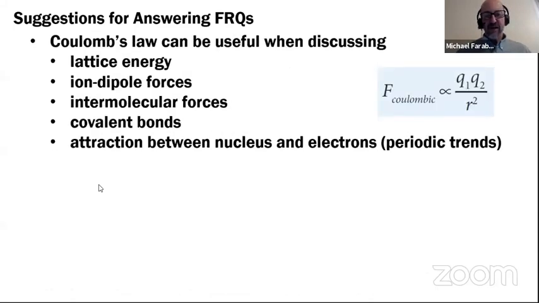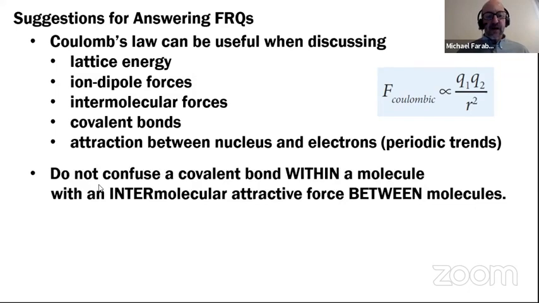As you already know from studying chemistry, Coulomb's law can be useful when discussing things like lattice energy, comparing two ionic compounds, the strength of attraction between ions and something polar like water, intermolecular forces, covalent bonds, single versus double versus triple, or periodic trends in terms of the attraction between the nucleus and the outer shell or the electrons, or a PES diagram. Do not confuse a covalent bond within a molecule with an intermolecular attractive force between molecules.